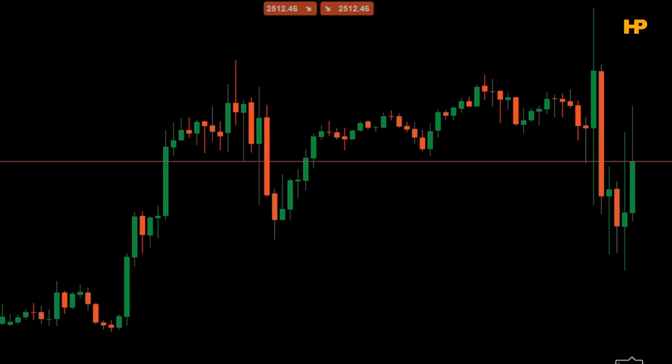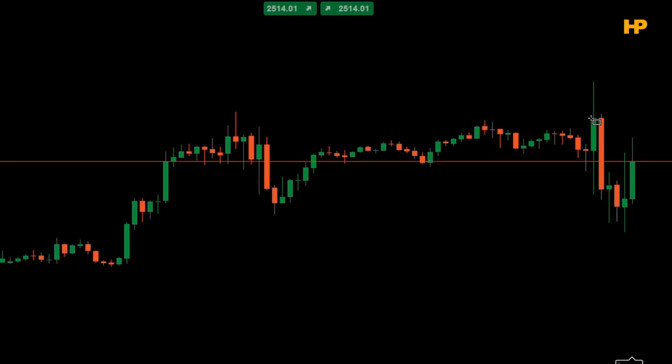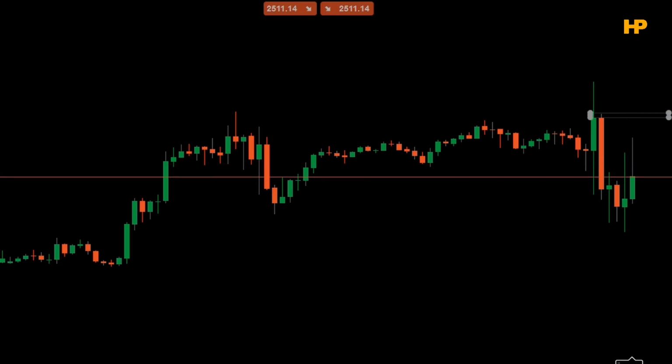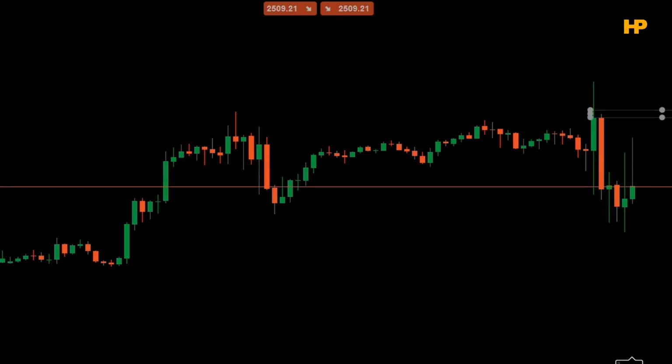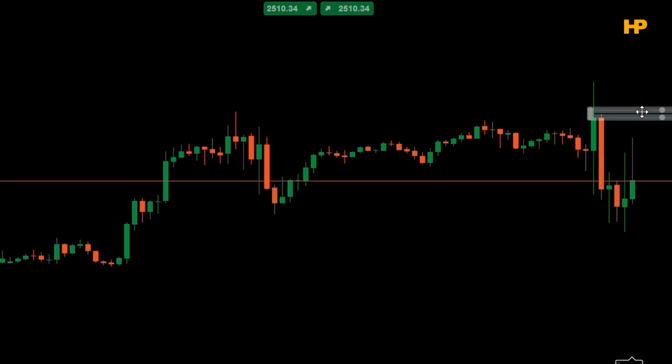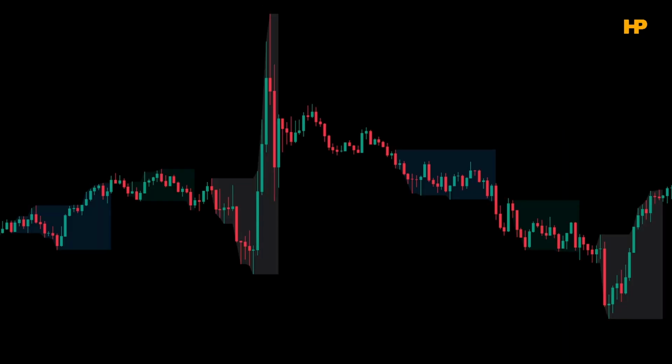Using Session Timings Indicator on TradingView. The Forex market pulses with the rhythm of major sessions, London, New York, and Asia. On TradingView, the Session Timings Indicator highlights these periods on your chart, showing when each session starts, overlaps, and ends.